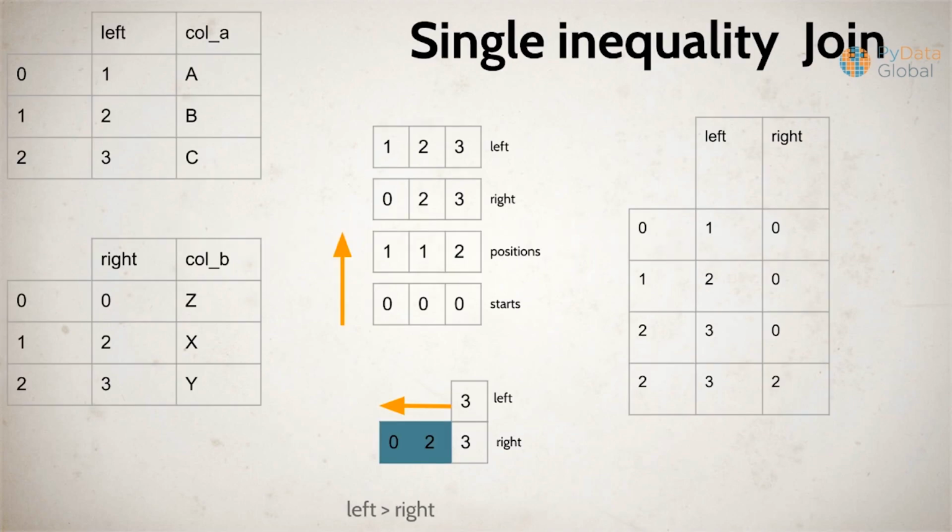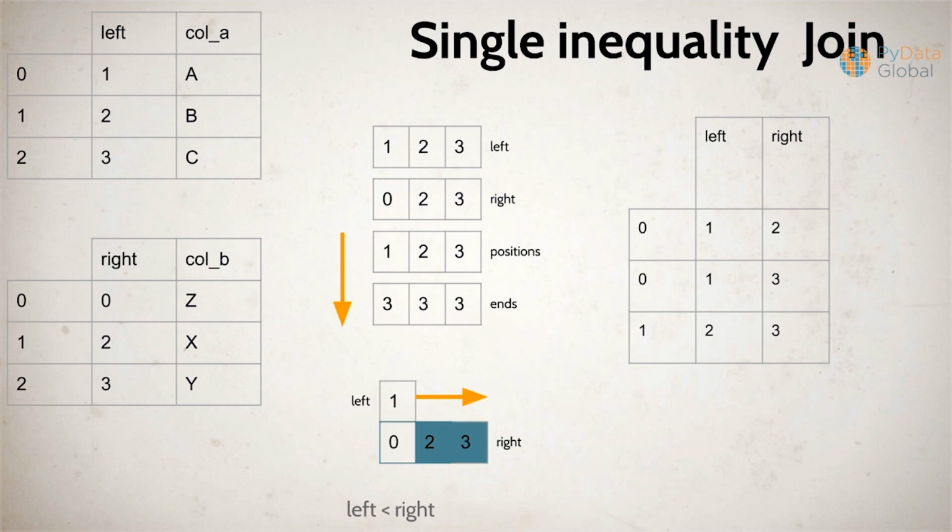So let's take a single inequality join, taking the df1 and the df2 that we were looking at earlier on. This time around, we're saying, give me the rows where left is greater than right. So we find the positions, we do a slice, and then we get our matches. We have a look at the same inequality join. This time around, we're saying the left is less than the right. We get our positions, we get our ends, and then we move and capture our points. Again, have a concept of how this works.